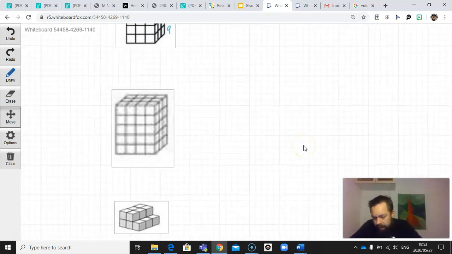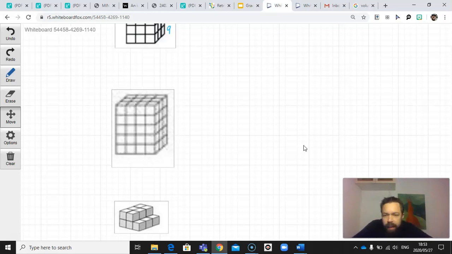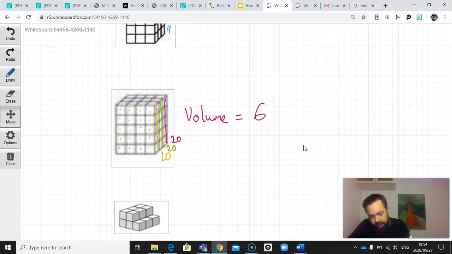This one's a bit blurry, but I think we can do it anyway. I'm going to do it slightly differently this time. I'm going to count the front, and then I'm going to look at how many layers we have going backwards. So 1, 2, 3, 4, 5, 6, 7, 8, 9, 10, 11, 12, 13, 14, 15, 16, 17, 18, 19, 20. So we've got 20 for the first slice from top to bottom. Then there's a second slice, which will also be 20. And there's a slice at the back, which will also be 20. And so the volume of this is equal to 60 cubes.